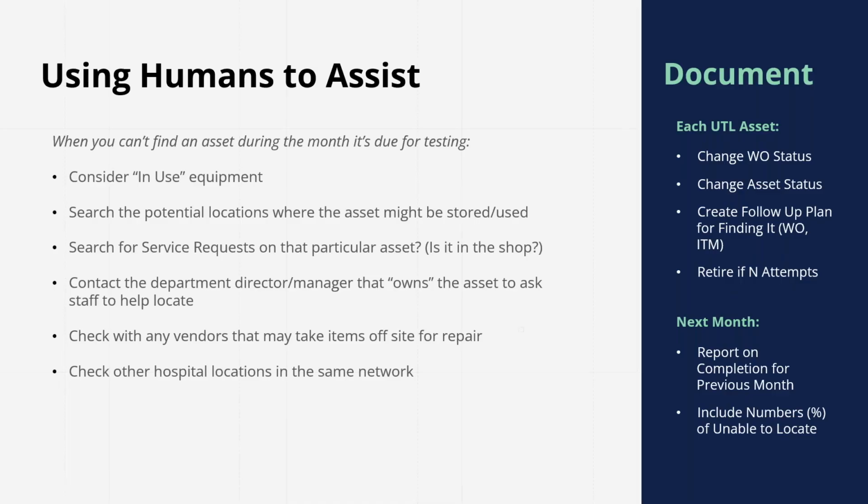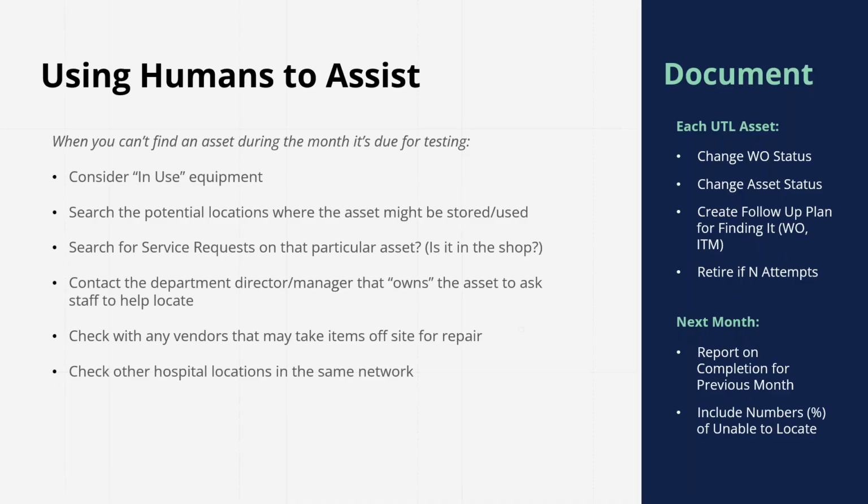Can you change the asset status as part of that? If I mark a work order not found, could you automatically change the asset status to not found? And then not found, what is that in your system? Is that not in your inventory as part of what you're looking for? And then what's your follow-up plan for finding it? When do you look again?